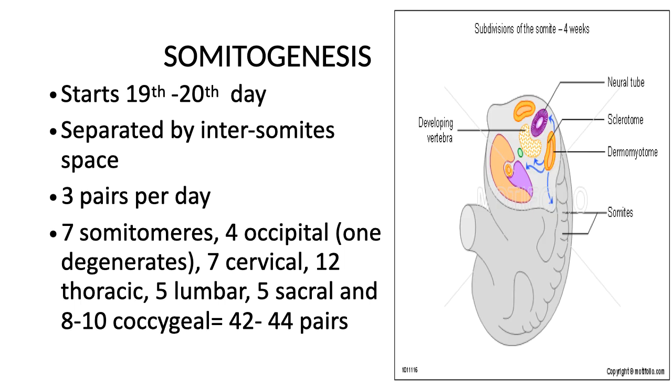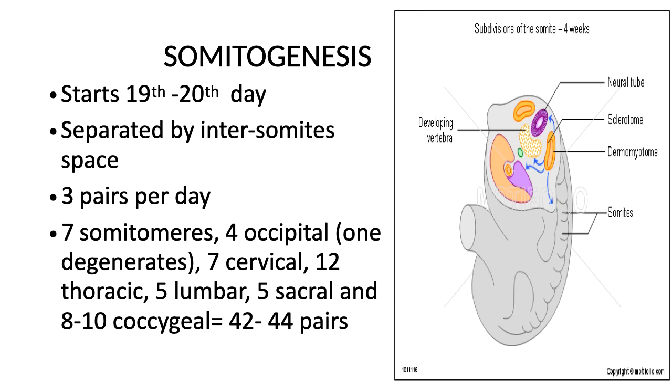And after that, you have the formation of 3 pairs of somites every day. And then at the end, you're going to have a total formation of 7 somitomeres, and somitomeres are the ones found within the skull. Then we have 4 occipital somites, and definitely one would degenerate. We end up having 3 that would differentiate to give rise to the occipital bone.